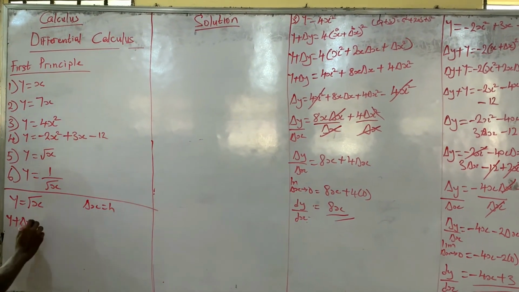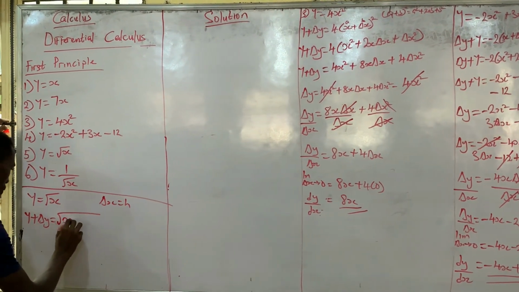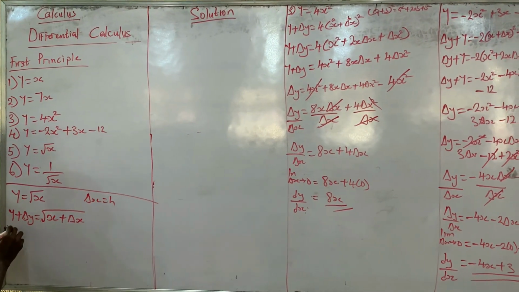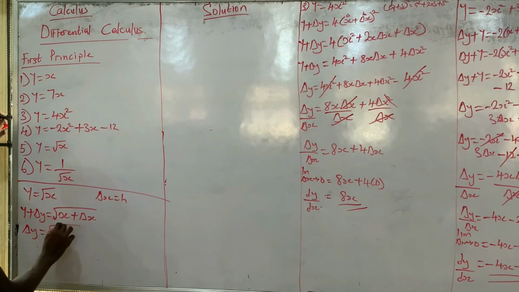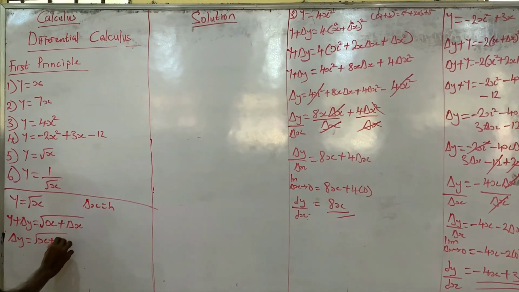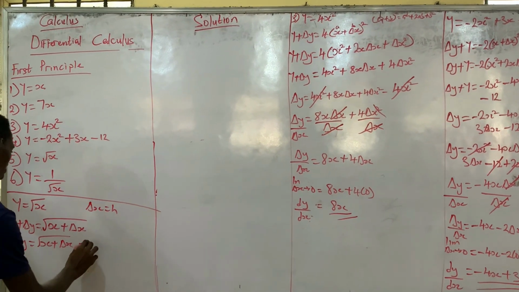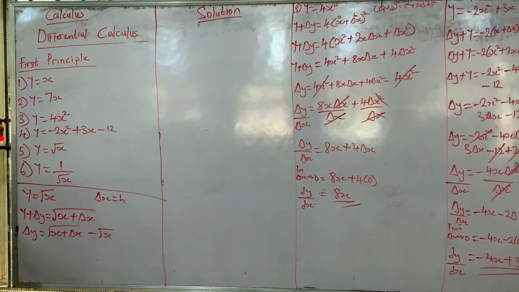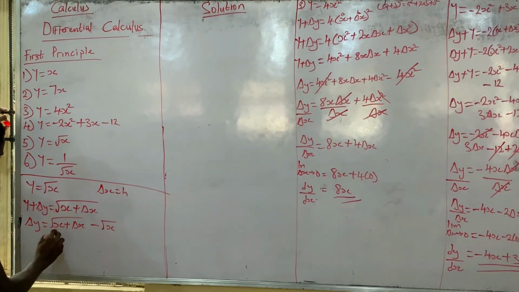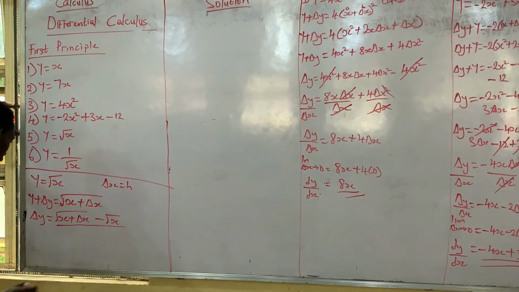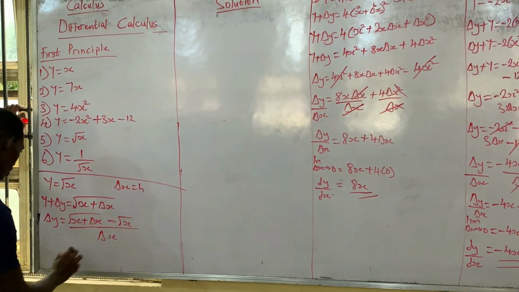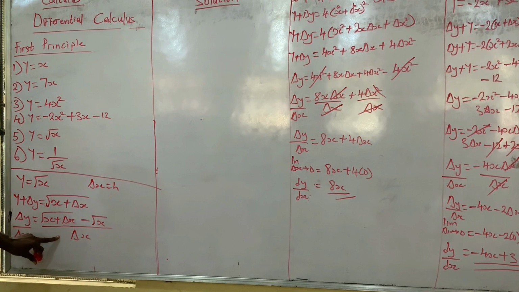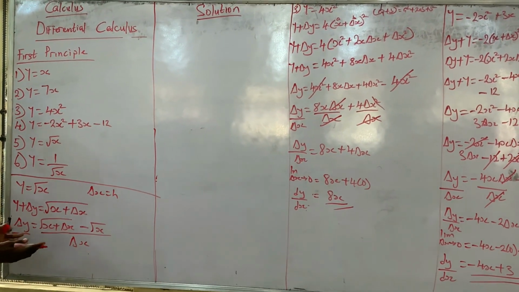Or no, never mind. Let me just make use of change in x, because that's what we've started with. So you bring this y to the other side, and that becomes change in y is equal to root x plus change in x minus root x. Now what do we do? We divide through as usual by change in x. Since we have divided both sides by change in x, there's nothing more to do.